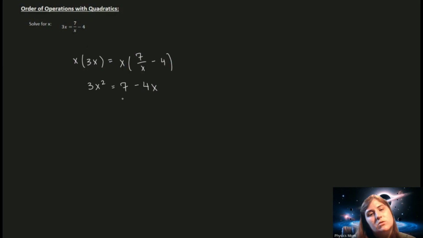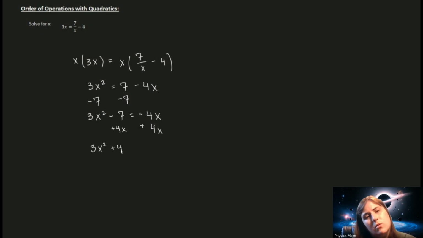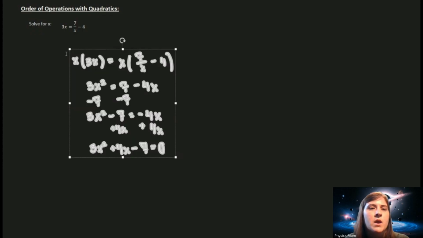I'm then going to subtract 7 from both sides. I get 3x squared minus 7 equals negative 4x. And then lastly, I'm going to add 4x to both sides. 3x squared plus 4x minus 7 equals 0. And this is more of a standard trinomial that you've probably seen before and are somewhat used to.